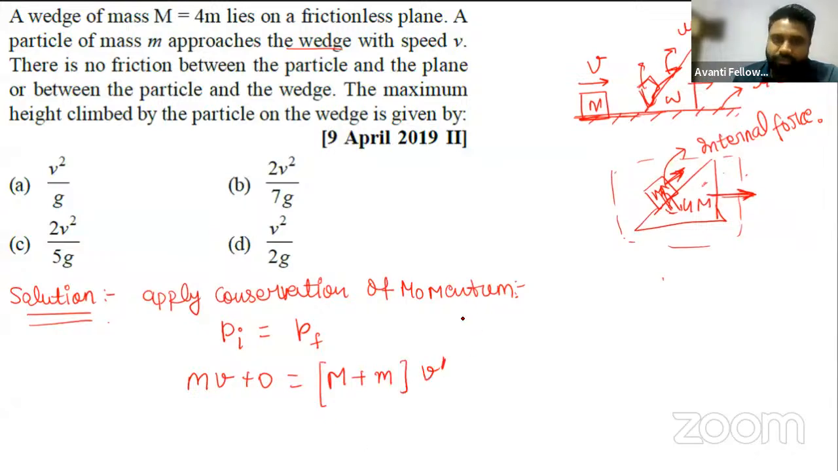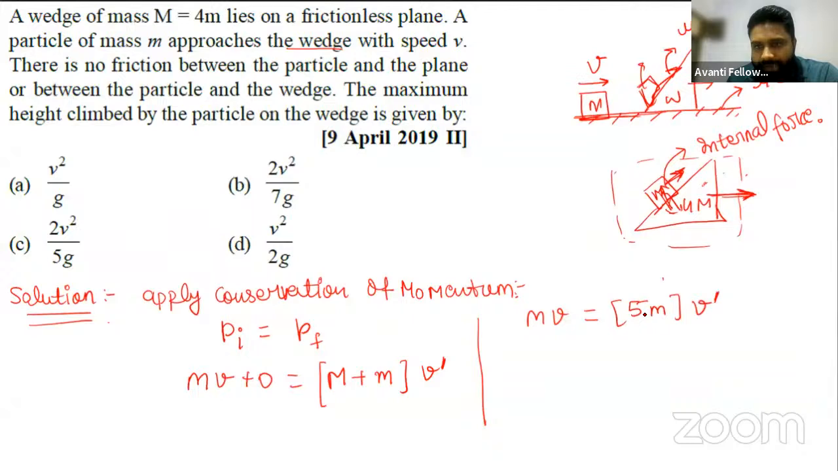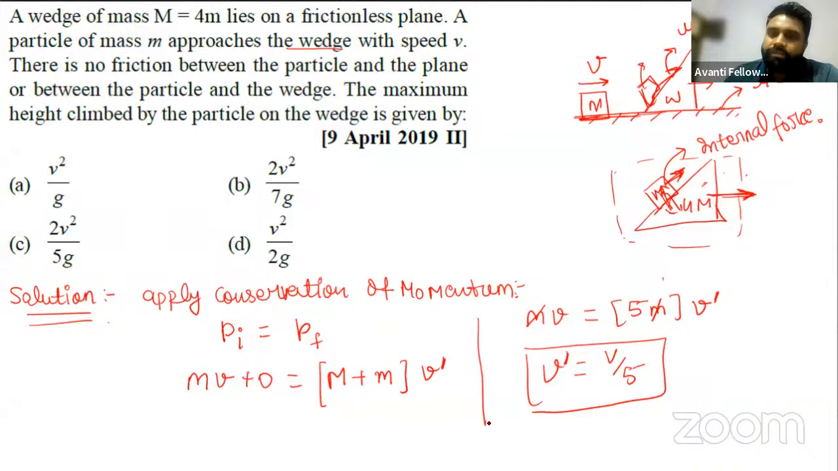V dash. Now, mv equals, what is the value of capital M? It is 4M. So you can write it as 4M plus M equals 5M into V dash. So you can calculate the value of V dash from here. It is V upon 5. So this is the velocity of the wedge here. Now you have got the velocity of the wedge.